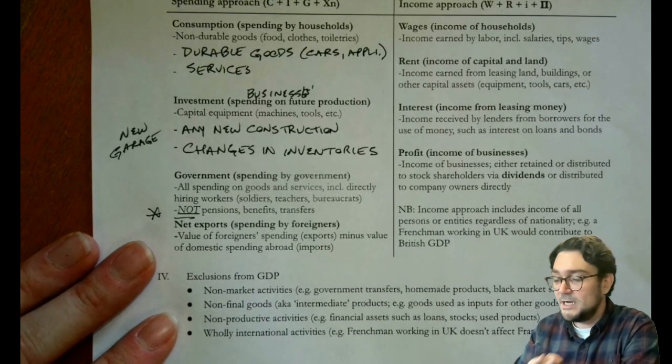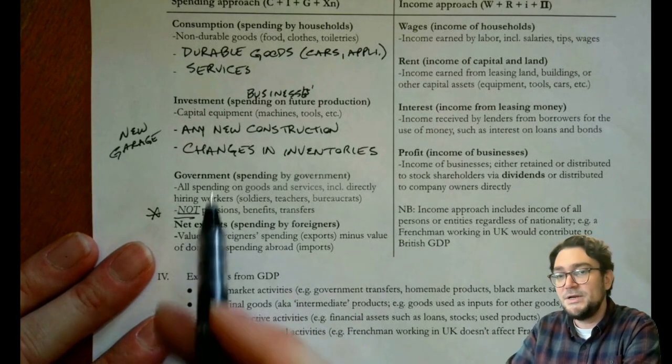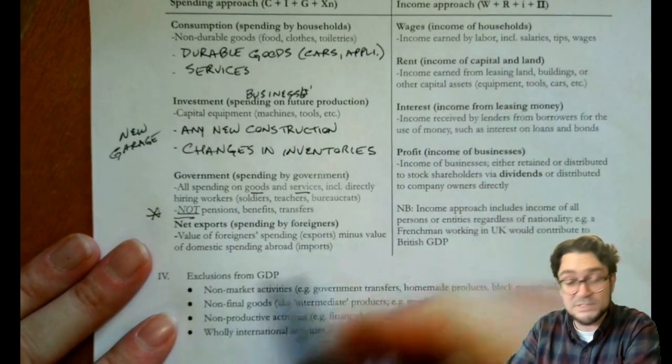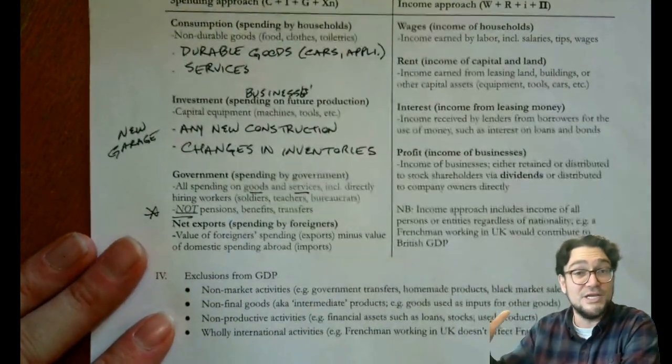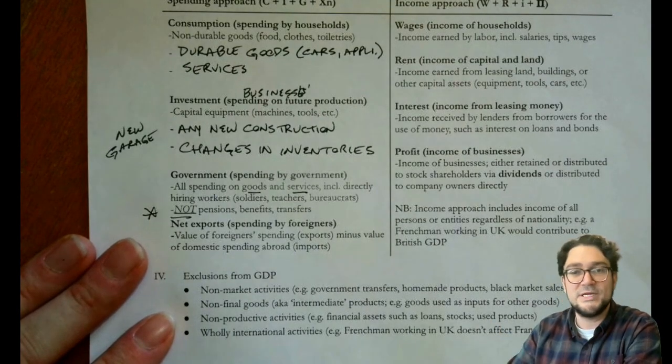That doesn't count. Unemployment benefits don't count, right? Pensions, income don't count. None of that stuff is spending on goods and services. So it has to be on new goods and services. A fighter jet counts. A new bridge counts. Hiring a teacher counts, but not actually just transferring money.